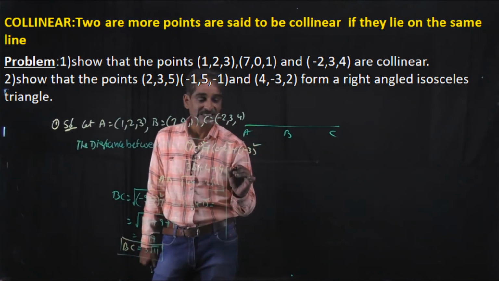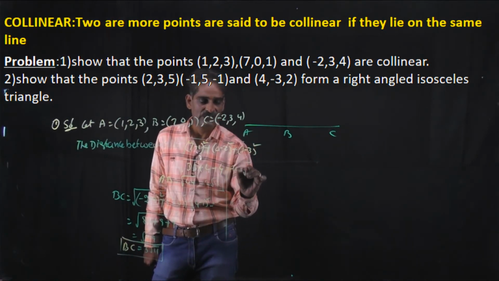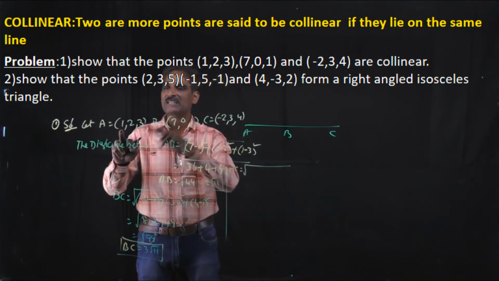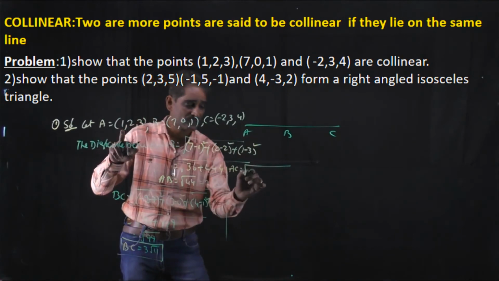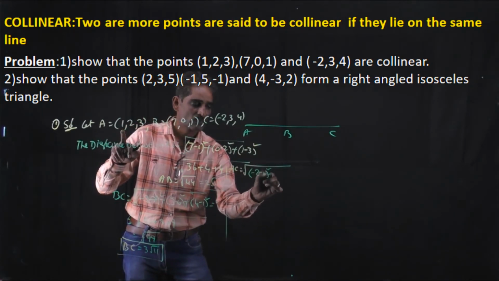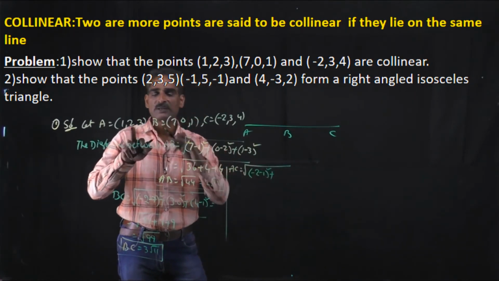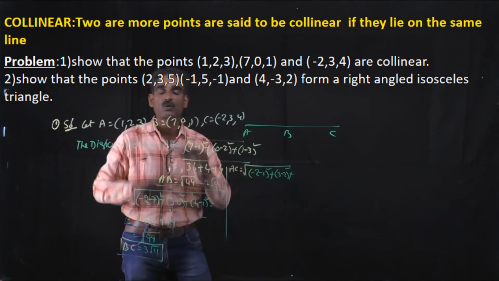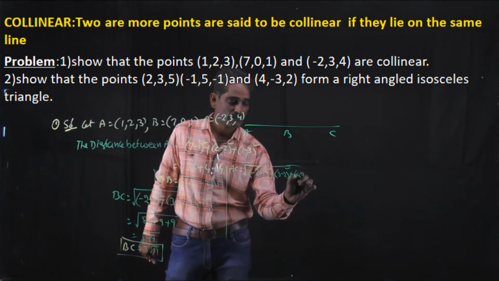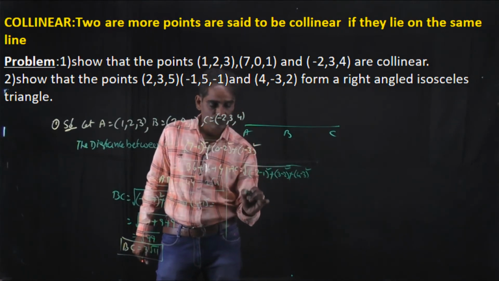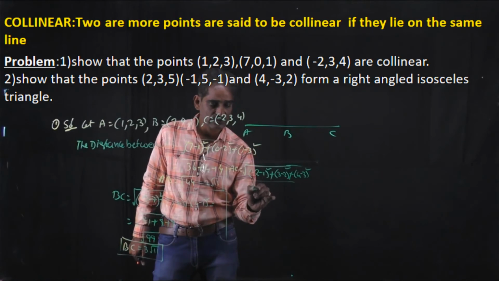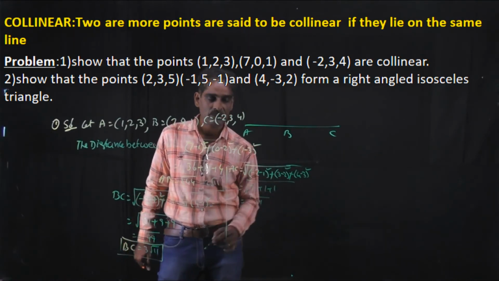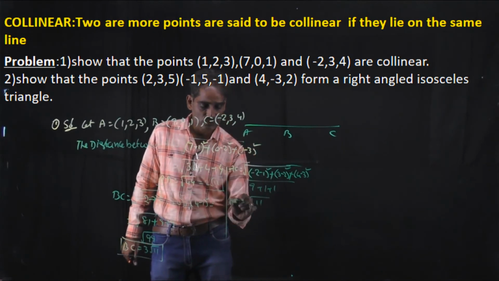So next, AC. The length of AC is equal to the square root of (x2 minus x1) whole square, (2 minus 1) whole square, plus (3 minus 2) whole square, plus (4 minus 3) whole square. Therefore, this is equal to 9 plus 1 plus 1, that is equal to root 11. So AC length is equal to root 11.